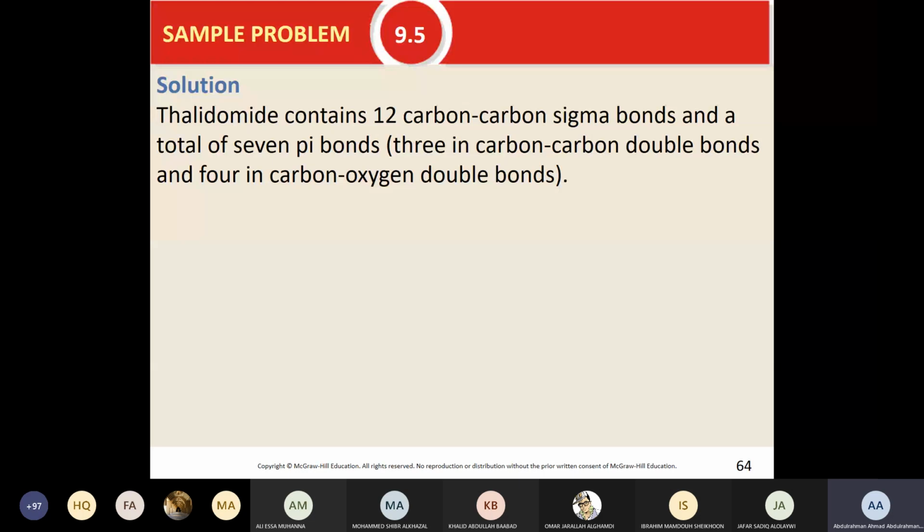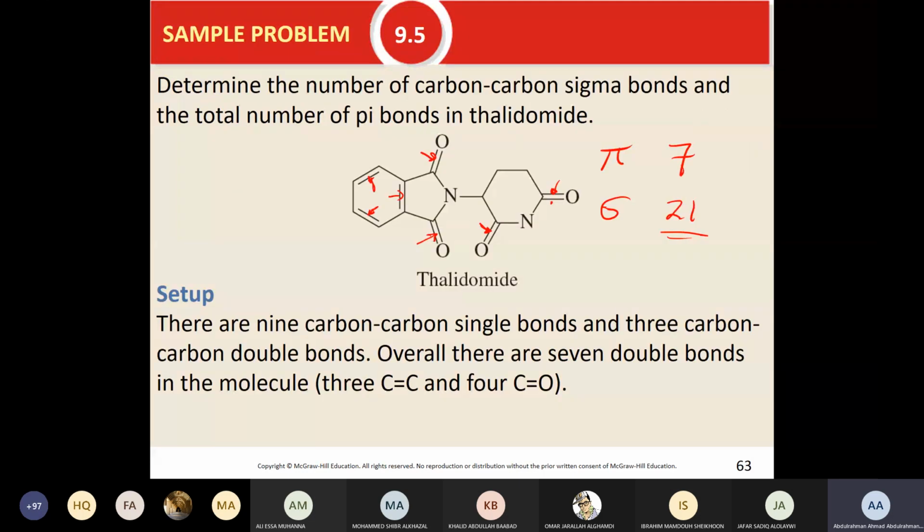It says here, oh yeah, it's actually asking how many carbon-carbon sigma bonds. Only carbon-carbon, not carbon-N. So I'll count how many carbon-carbon sigma bonds. Anything that is not written is actually carbon. So this one is between carbon and carbon: 1, 2, 3, 4. But this one between carbon and N, we're not going to count. This one carbon and N, this one carbon and oxygen.